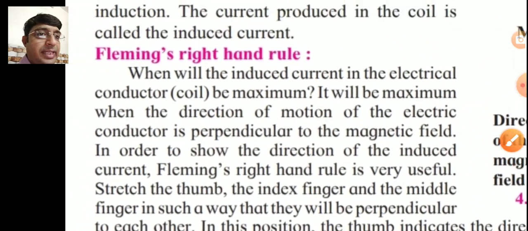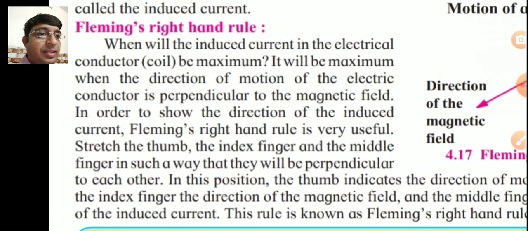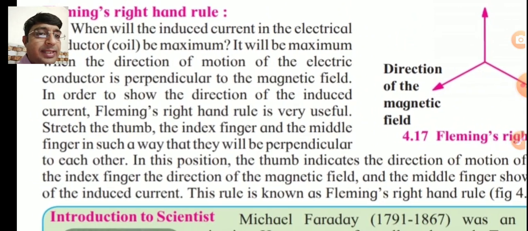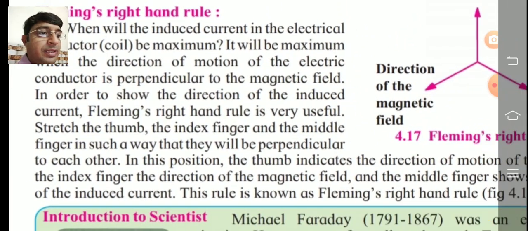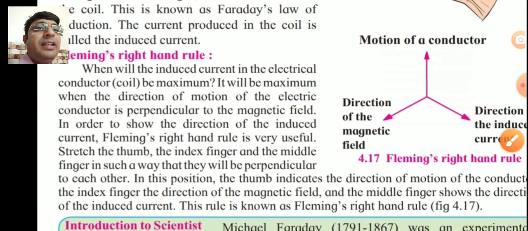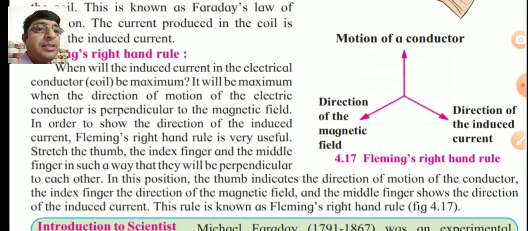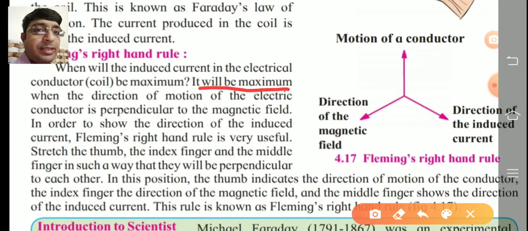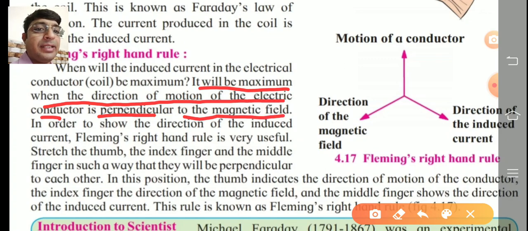So again we are writing the same 2 points. Where is our law? You read the remaining lines. I will show what the answer is. Okay, I will read it properly. When will the induced current in the electrical conductor or coil be maximum? So underline, it will be maximum when the direction of motion of the electric conductor is perpendicular to the magnetic field. In this case, the electrical induced current is maximum produced in the coil.